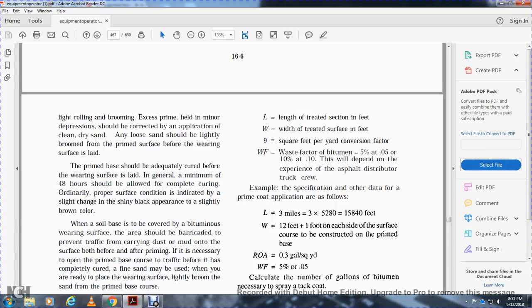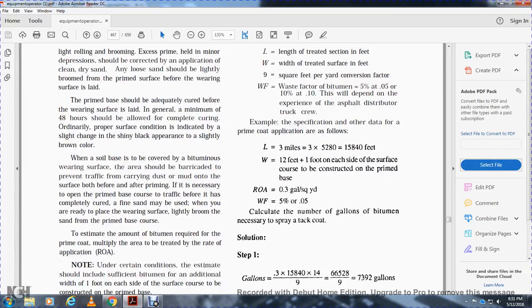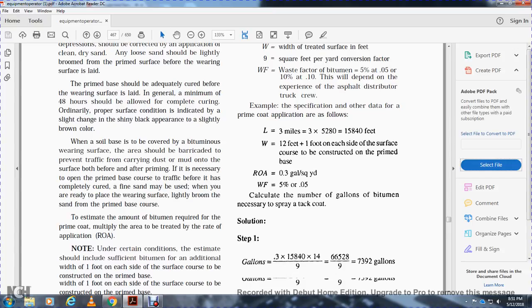Ordinarily, proper surface conditions are indicated by a slightly changed, shiny black appearance of slightly brown color. When a solid base is to be converted with the bituminous wearing surface, the area should be barricaded to prevent traffic from carrying dust and mud onto the surface, both before and after priming. If necessary, traffic may be permitted on the primer before it has been cured. Fine sand may be used when you are ready to place the wearing surface. Lightly broom the sand from the primed base course.